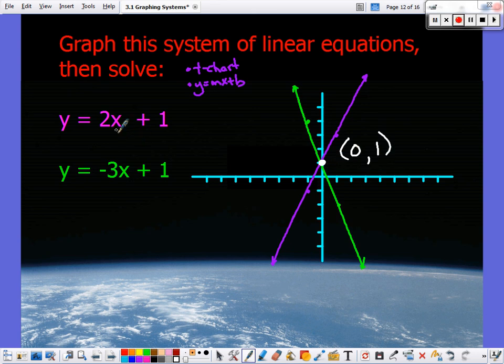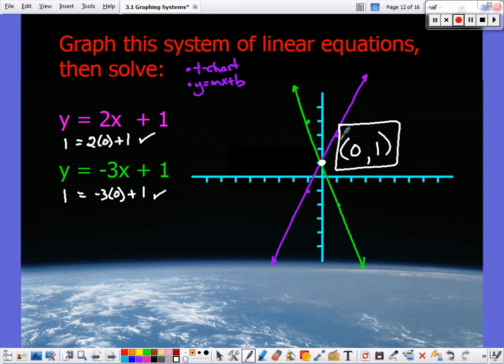Now, how do I know that's the solution? Let's come back over here and plug in 0 and plug in 1. You get 1 equals 2 times 0 plus 1. Is that true? Sure it is. Is 1 equal to negative 3 times 0 plus 1? Also true. It satisfies both. My solution is (0, 1). x is 0, y is 1. You can either leave your answer in ordered pair, or if you wrote it like this, that's okay as well. But you need to make sure to label which one is x and which one is y.